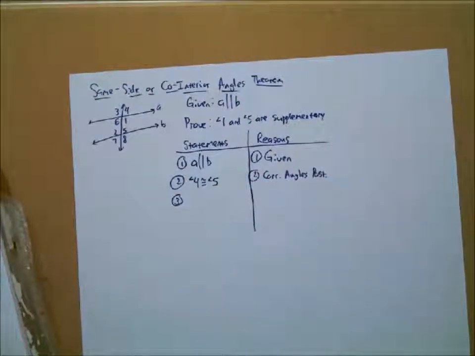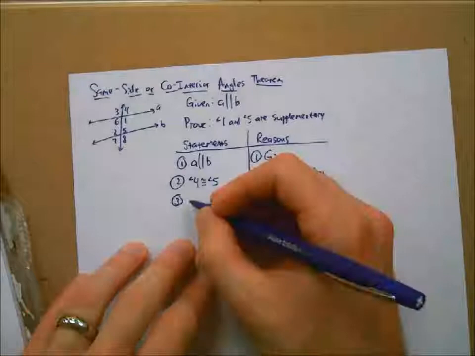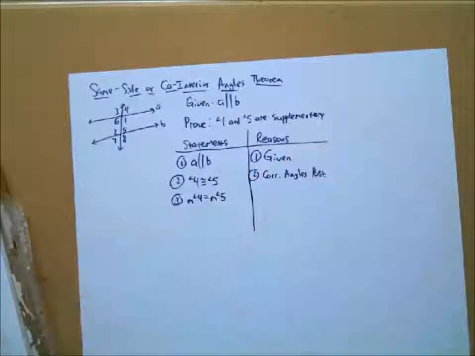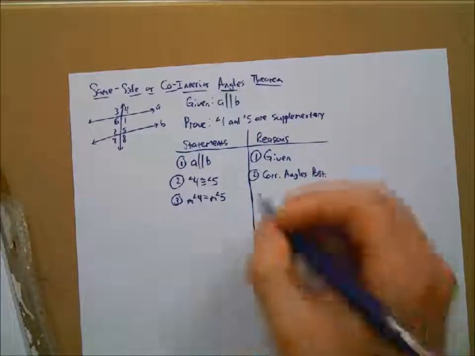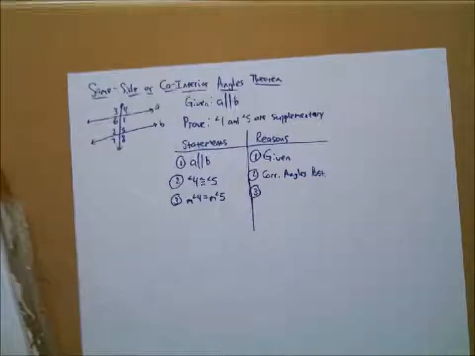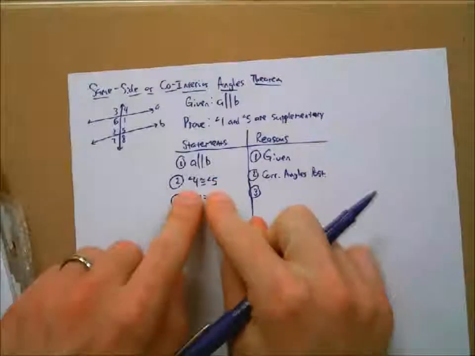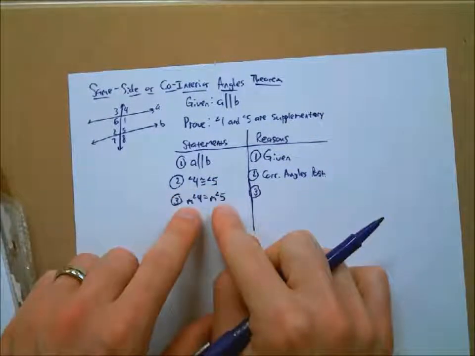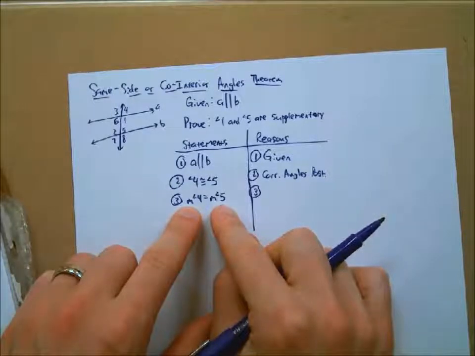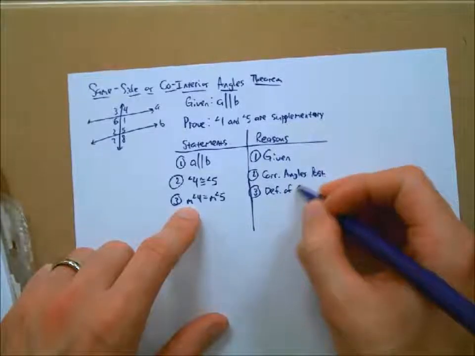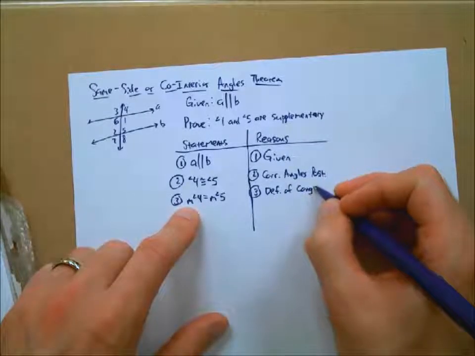All right, now we're going to say the measure of angle 4 therefore must equal the measure of angle 5. Why can we say that, Jenny? Very good. We've gone from stating two things are congruent to then stating their measures must therefore be equal. That is the definition of congruence.